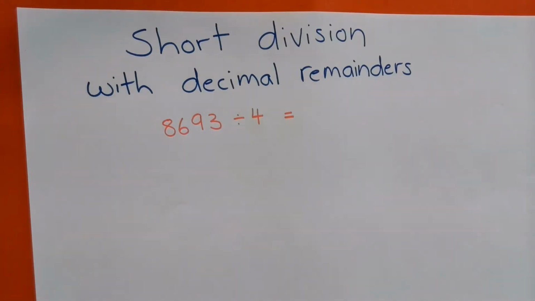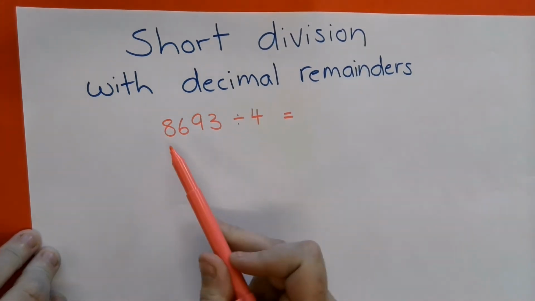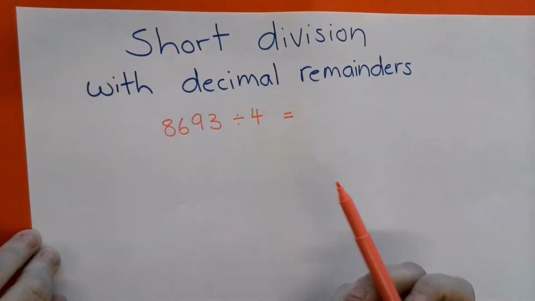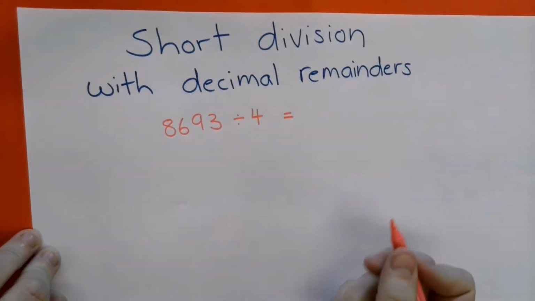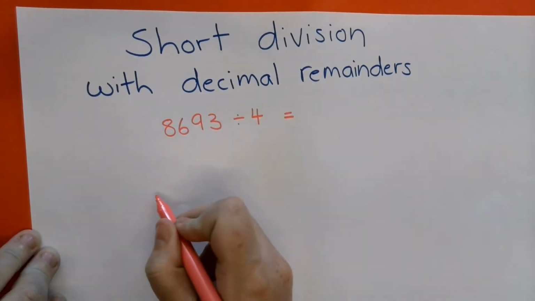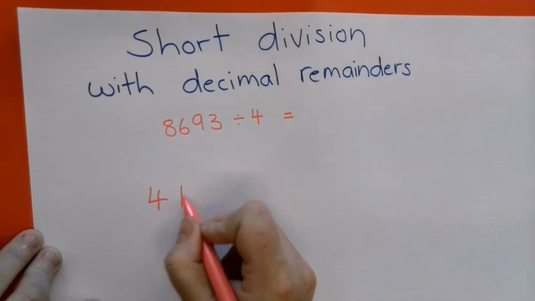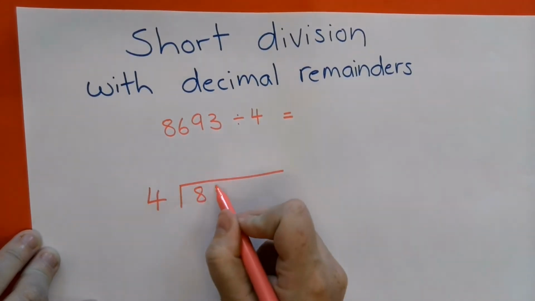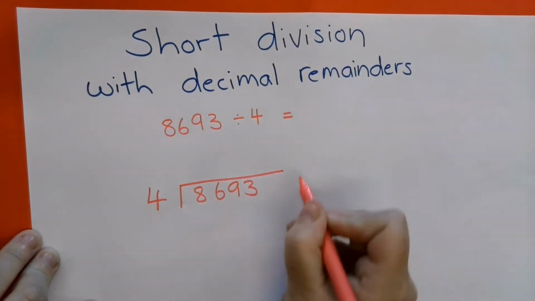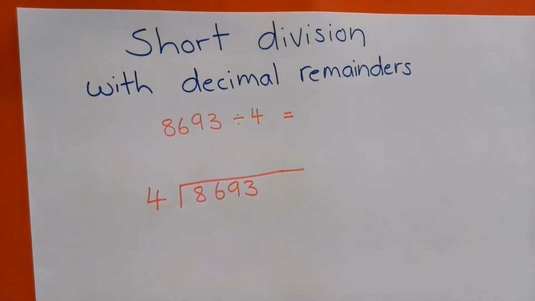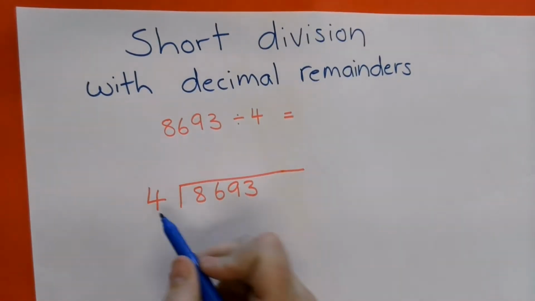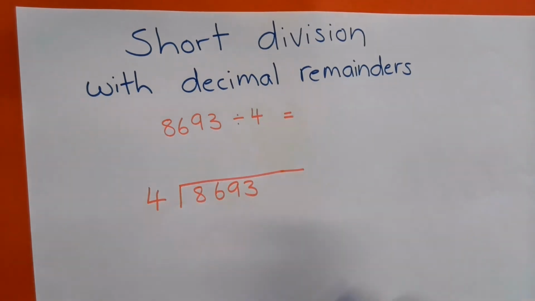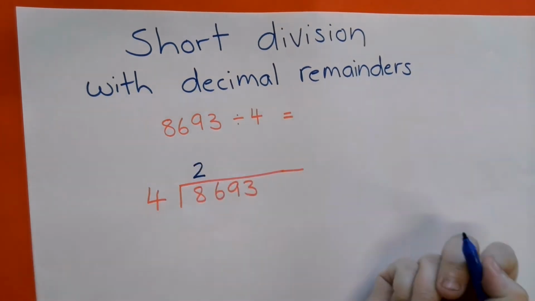Today we're going to be looking at short division with decimals as a remainder. So if I have 8,693 divided by 4, I'm going to set it out the same way that I normally would. So I've got 4, 8,693. I'm going to start with 8 divided by 4. How many times does 4 go into 8? In this case it goes in 2 times.